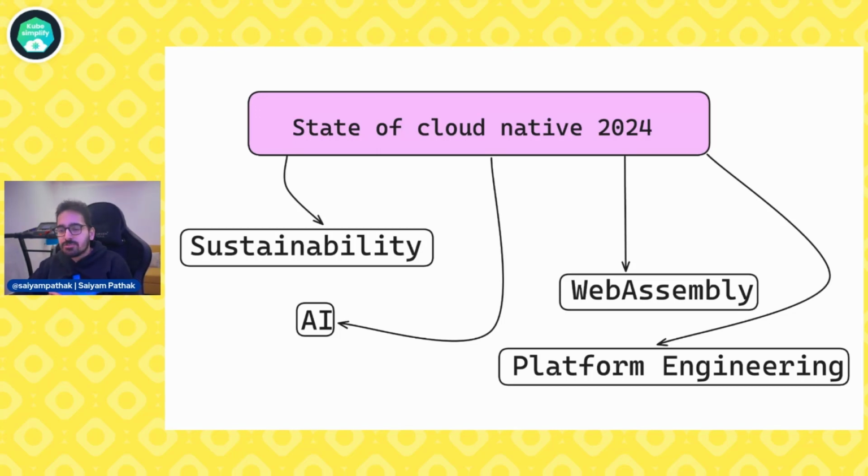Generative AI and AI ecosystem is also one of the hot topics that will continue to thrive in 2024. So that's pretty much it, what I had to share for the state of cloud native in 2024.